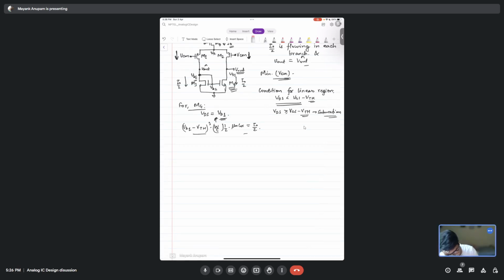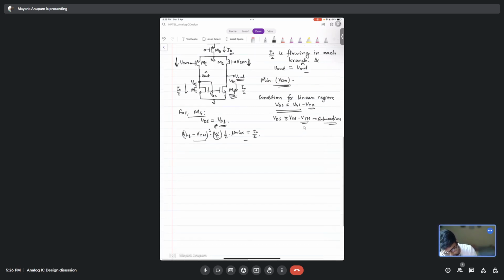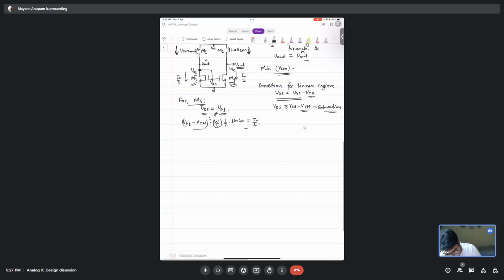Correct? So what happens if VCM goes down? Nothing happens to M4, isn't it? Because VDS is not changing. If it is in saturation, then it will remain in saturation. Okay? Fine. So similarly, what happens to M3? This is easy, right? M3 can never go out of saturation because it is diode connected, isn't it? Its VDS is always equal to VGS, right?